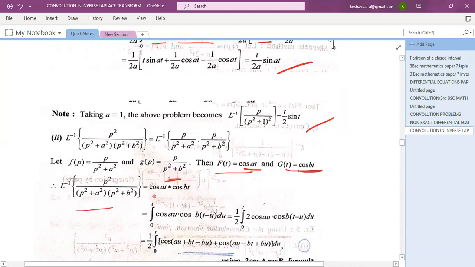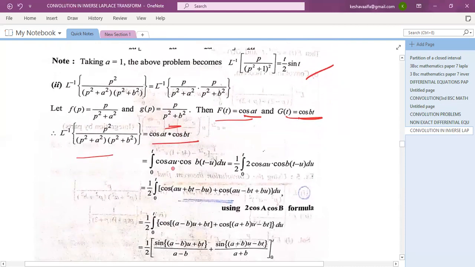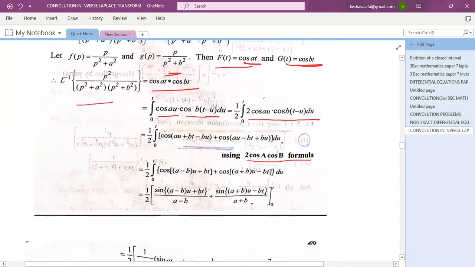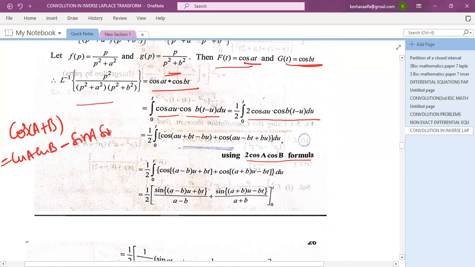So applying convolution, we get f of t star g of t, this cos at star cos bt. That is integral 0 to t f of u, cos au, g of t minus u, that is cos b into t minus u du, that is cos au cos b into t minus u. We know the cos a cos b formula. So what is the cos a cos b formula? We know that cos of a plus b is equal to cos a cos b minus sin a sin b.